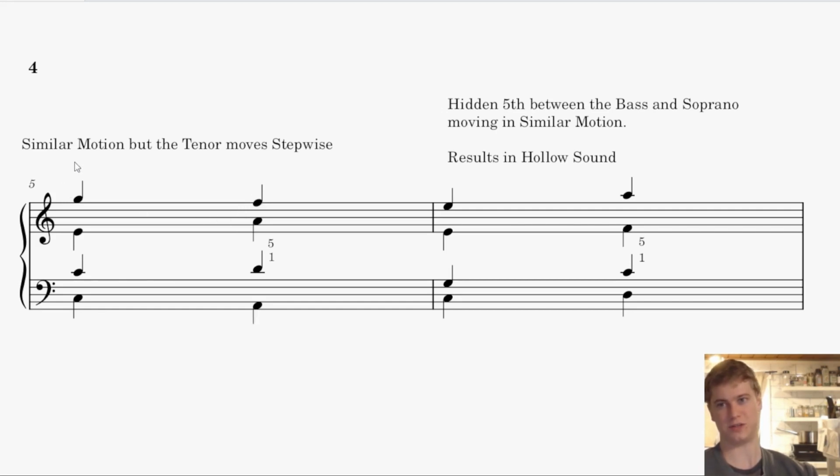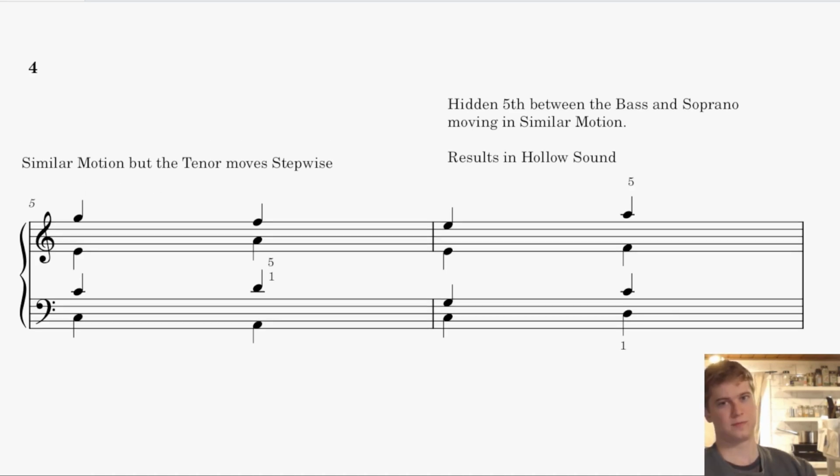And you can see the soprano is moving down a step. So as it's leaving from this octave, it's also not leaping away from it, it's moving down a step, just something to note. Okay, so in this next example, we see a hidden fifth between the bass and the soprano moving in similar motion. So bass to soprano, C to E is going to D and A. You can also see the soprano is leaping up into the fifth.